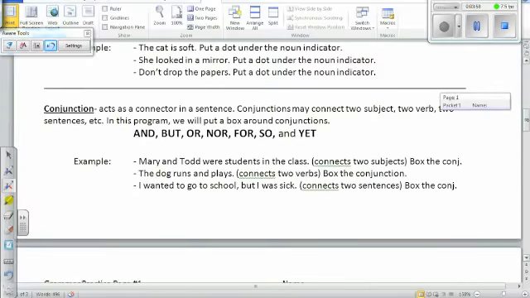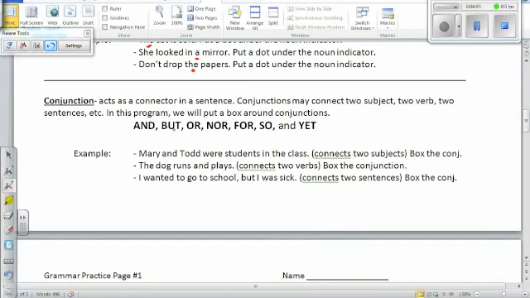Conjunction. A conjunction acts as a connector in a sentence. Conjunctions could connect to subjects, to verbs, or to sentences, etc. There's more. In this program, we'll put a box around conjunctions. So these are your conjunctions: and, but, or, nor, for, so, and yet.